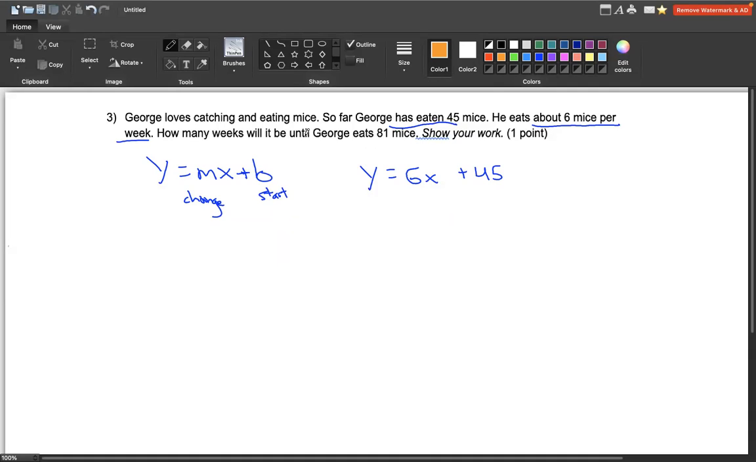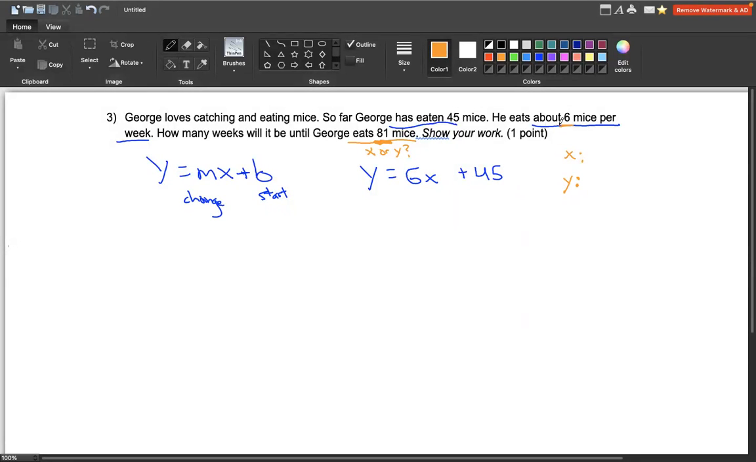Second part, what about this eats 81 mice? And this is where we got to say, oh, well, what is that 81? Is that an x or is that a y? It's going to be one of the two. Well, the way we figure that out is we got to identify the x and the y. Okay, and remember, when we talk about this, we're talking about units of measurement. The easiest way to do this is think about that slope. Remember, the slope is changing. Well, what is it? What is changing?